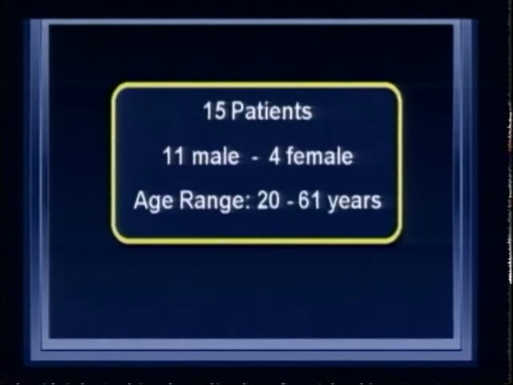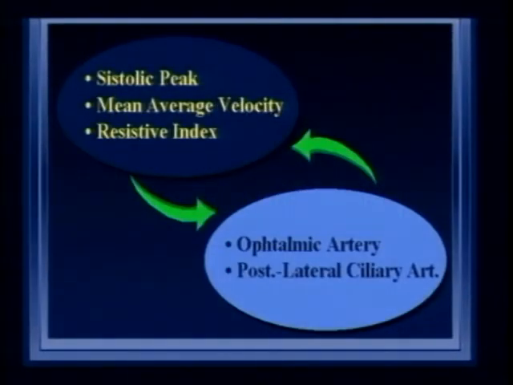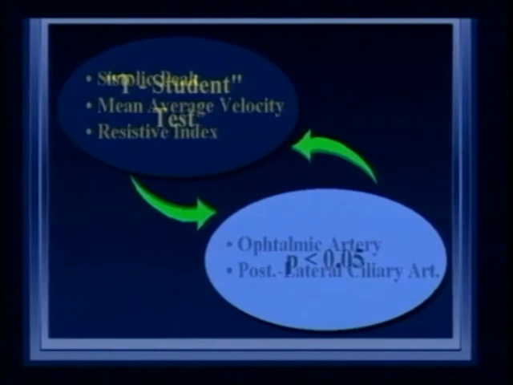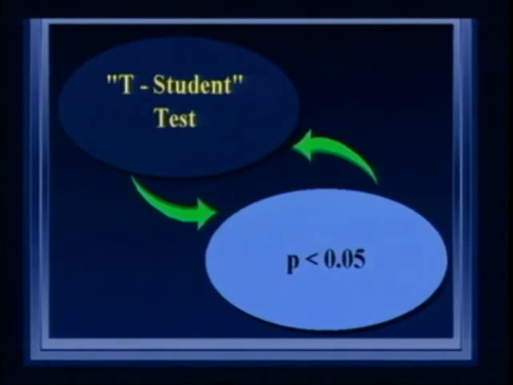Fifteen patients, 11 males and 4 females, age range 20 to 61 years, affected by STG entered the study. After informed consent, we evaluated by CDI the systolic peak, time average velocity, and resistive index in the ophthalmic artery and posterolateral ciliary artery. Statistical analysis of data was performed using the t-student test with significance for p less than 0.05.